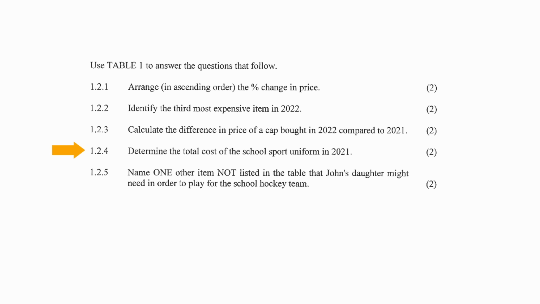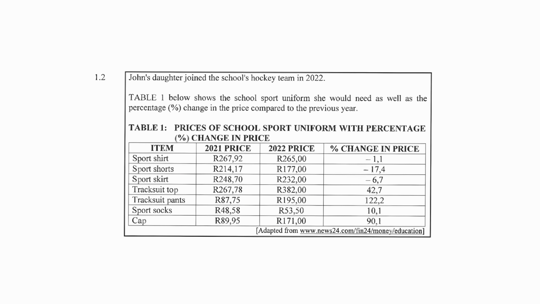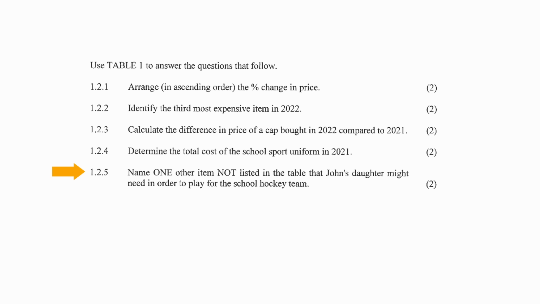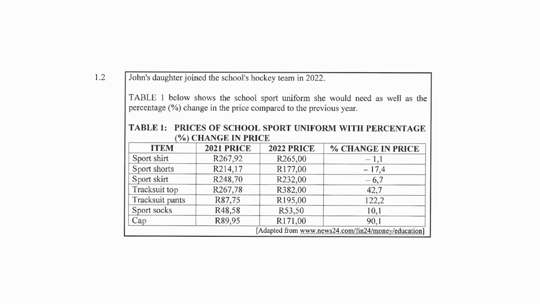In question 1.2.4, you have to determine the total cost of a school sports uniform in 2021. The total cost of a school sports uniform in 2021 is the sum of the values in this column. This equals 1,224 Rand 85 cents.